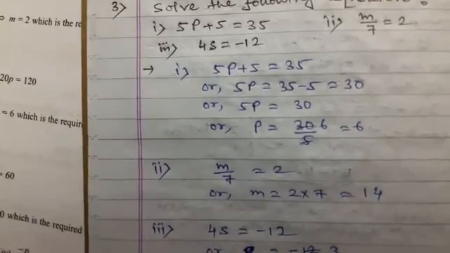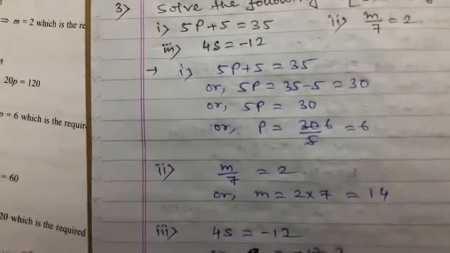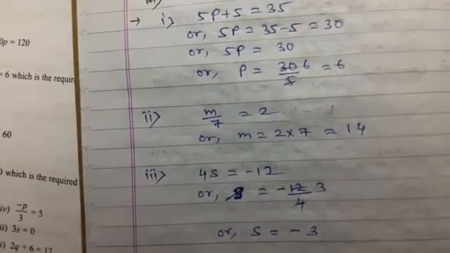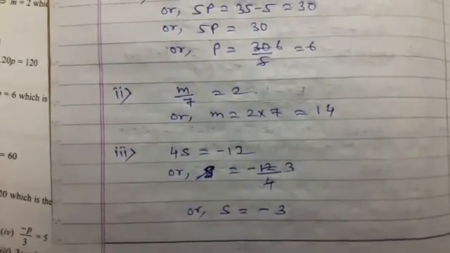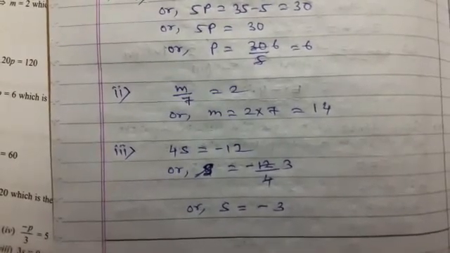Number 2, m by 7 equal to 2. So m equal to 2 into 7. Cross multiplication will be 2 into 7. That means 14. Now 4s equal to minus 12. So s equal to minus 12 by 4. That means 4 3s are 12 equal to minus 3.